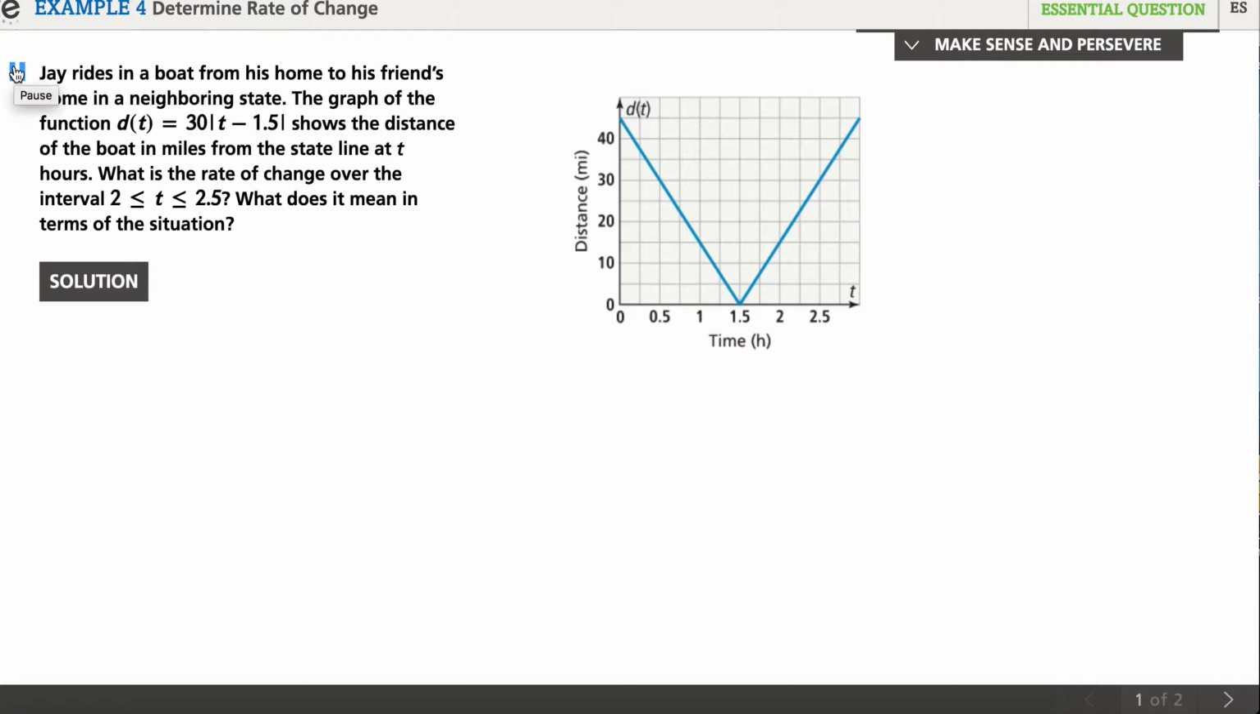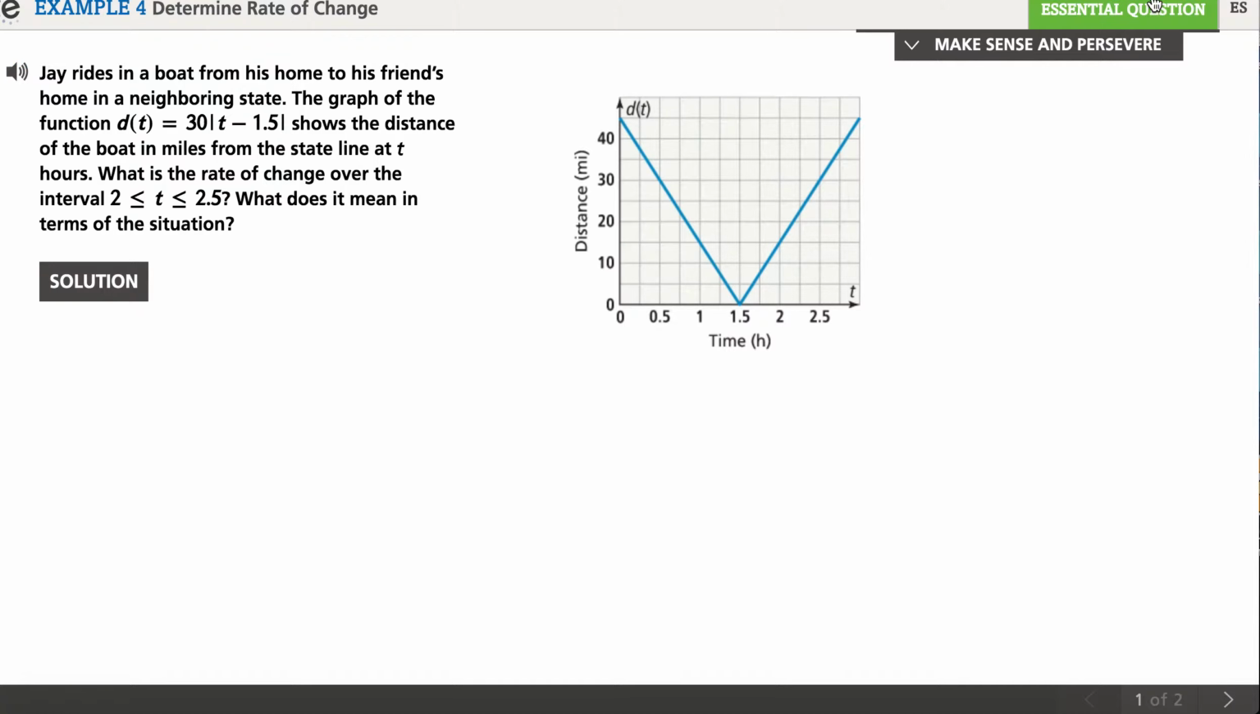Jay rides in a boat from his home to his friend's home in a neighboring state. The graph of the function d(t) = 30|t - 1.5| shows the distance of the boat in miles from the state line at t hours. What is the rate of change over the interval 2 ≤ t ≤ 2.5? What does it mean in terms of the situation?